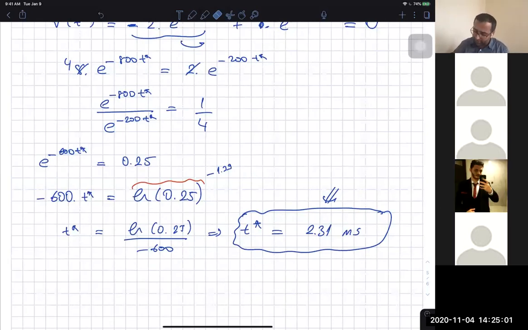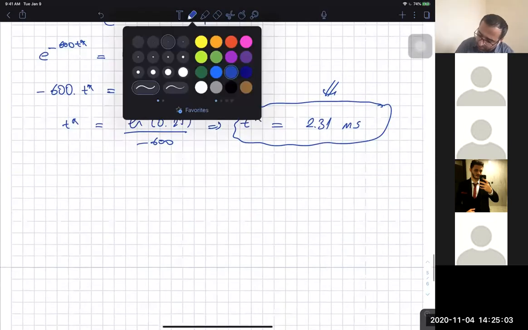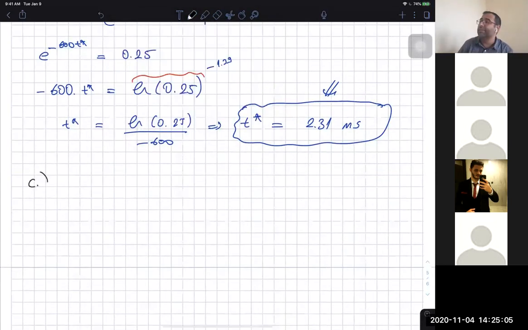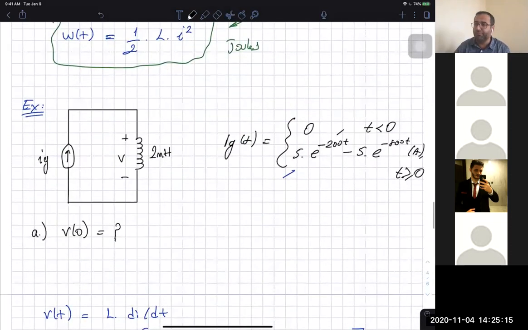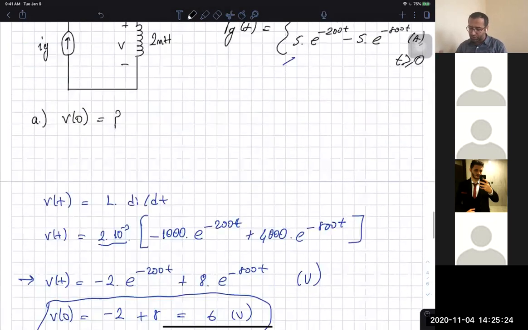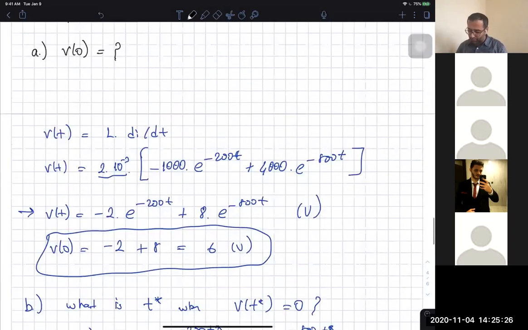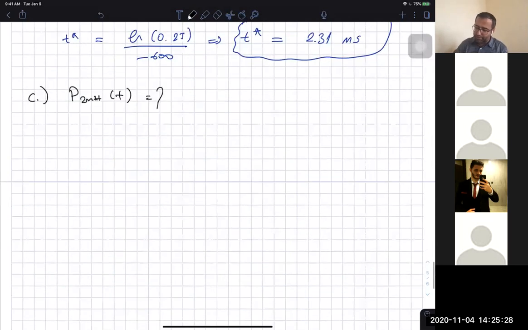Okay, perfect. And then part C says, what is the power on, let's say, this 2 millihenry inductor? So basically, we need to calculate the power here. Again, it's extremely simple for us now. We will just multiply the voltage equation with the current equation. We have the current equation. We have the voltage equation. We have everything. It will be very simple for us.